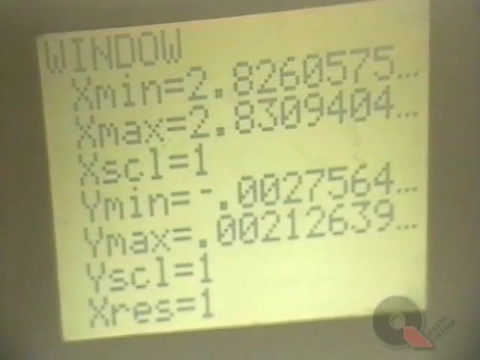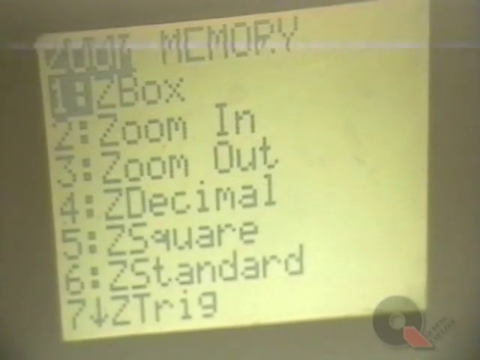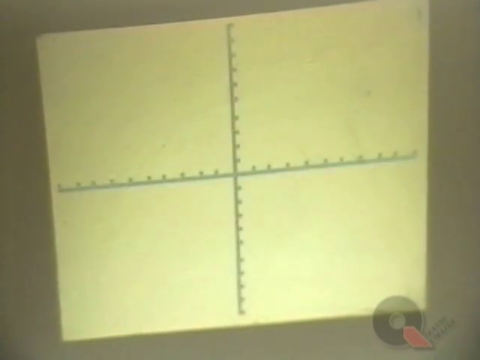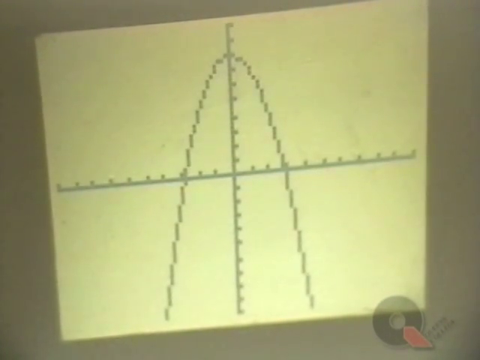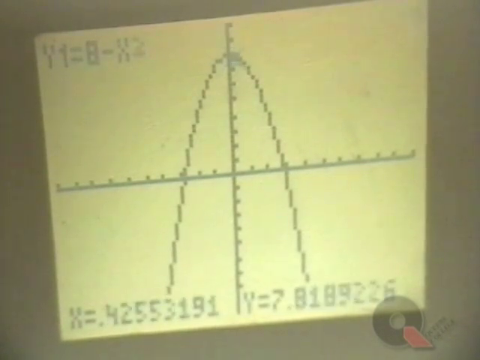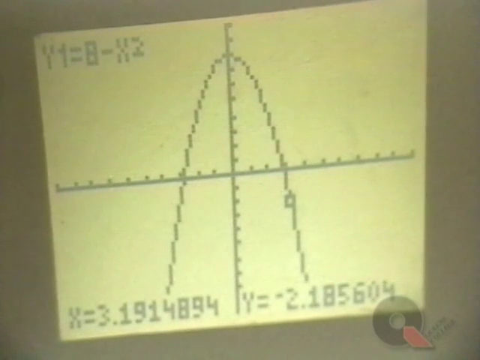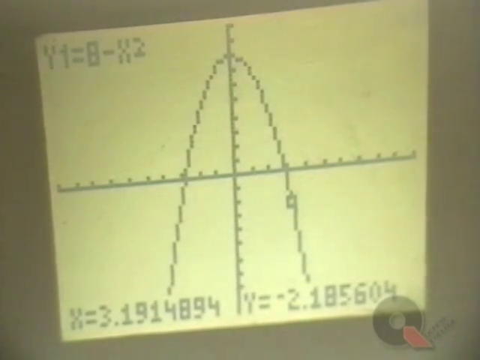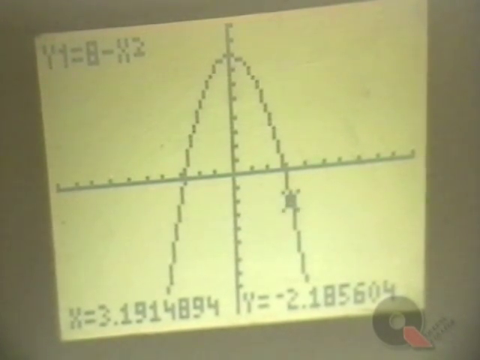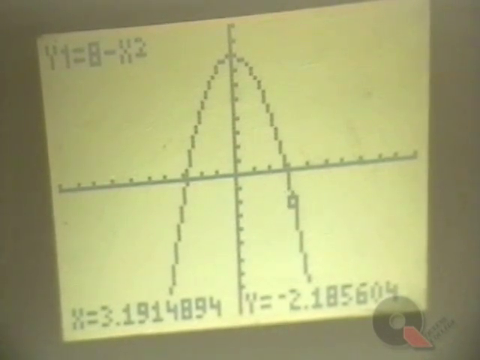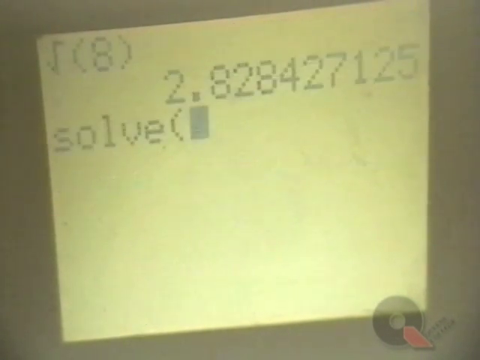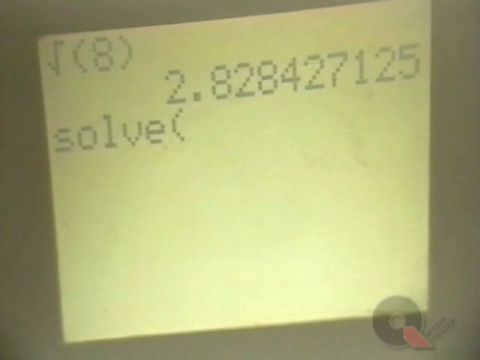So we can see that the window has been changed. If I hit zoom and let's see, 6 for standard. If I graph this and hit the trace button and go to the right, I'm saying, in other words, I know the solution is somewhere between 2 and 3, so I'm just picking my guess as 2. So I'm going to hit second and quit to make this disappear and go back to the home screen. Second, and then the mode button to get quit, and I'm back where I was.